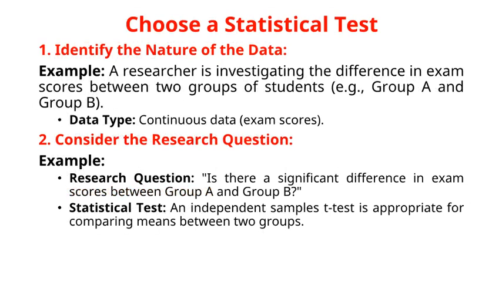Choose a statistical test. 1. Identify the nature of the data. Example: a researcher is investigating the difference in exam scores between two groups of students, Group A and Group B. Data type: continuous data, exam scores. 2. Consider the research question. Example: Research question: is there a significant difference in exam scores between Group A and Group B? Statistical test: an independent sample t-test is appropriate for comparing means between two groups.